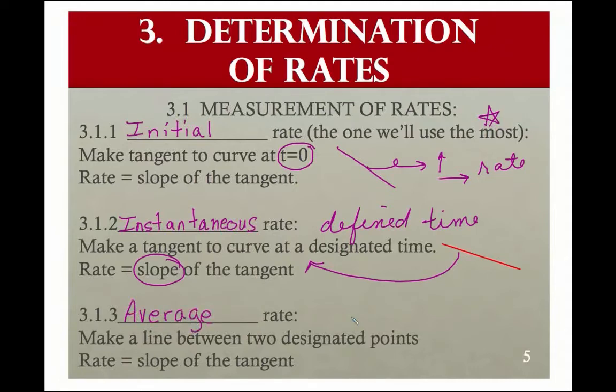Now, there's also an average rate. In an average rate, we pick 2 points, and you can always make a line between 2 designated points. We would get a straight line between those points, from a point at time A to a point at time B, and we take, you guessed it, the slope of that line. Really, it's not a tangent at that point. That was poorly worded on my part, and that would be the rate. Okay, so that's the description in words.